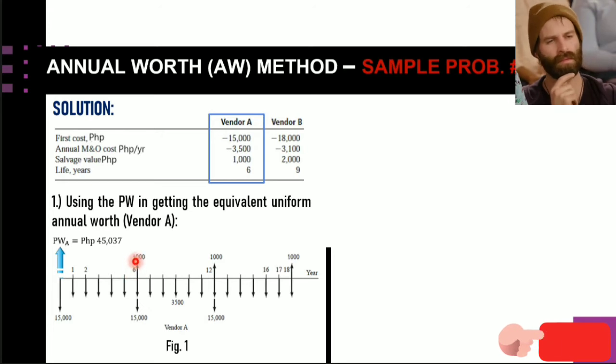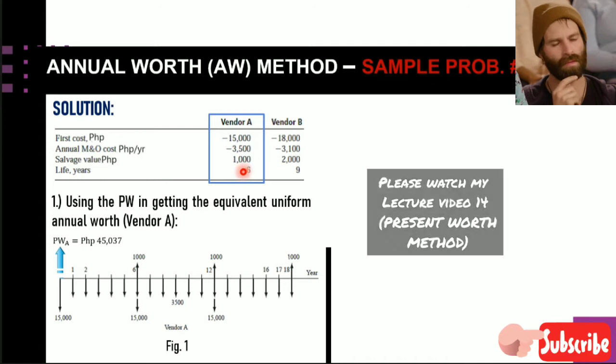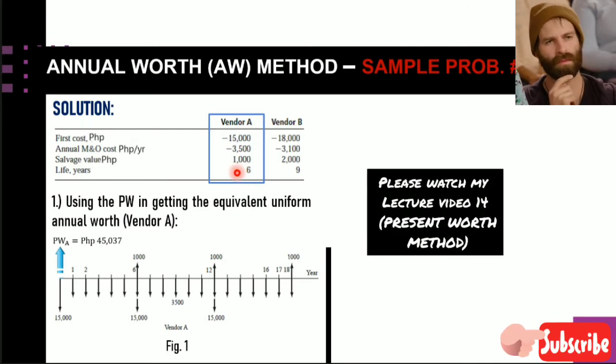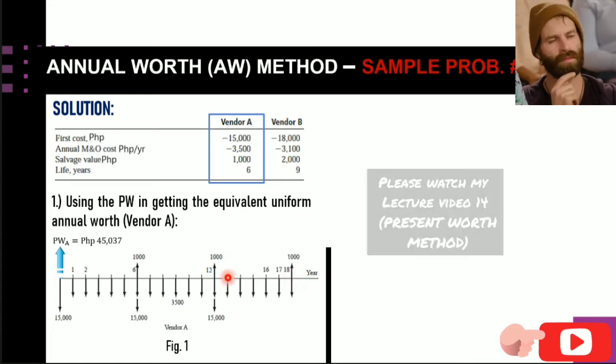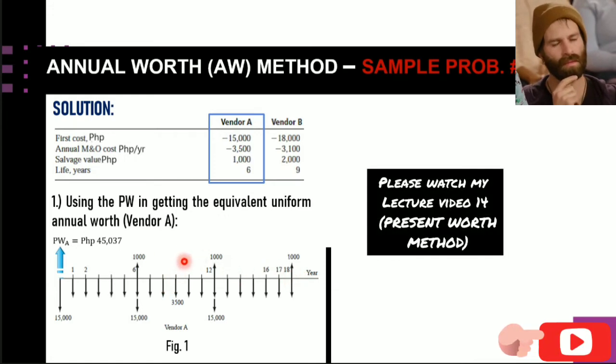As you can see in this one, you may ask, why is it that we have another cycle here and until this? Because as what I've said, they have different life, so we take their LCM. Kindly review and watch the video on using the present worth method and the future worth method, on how we arrive at this LCM of 18 and how we arrive at this cash flow diagram.